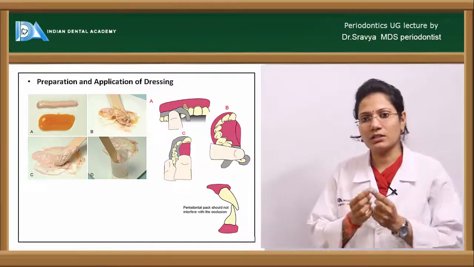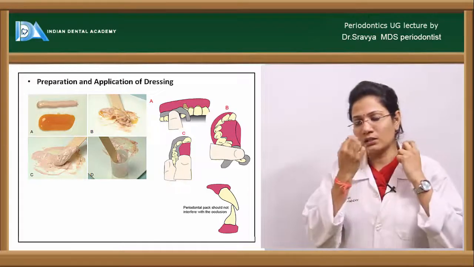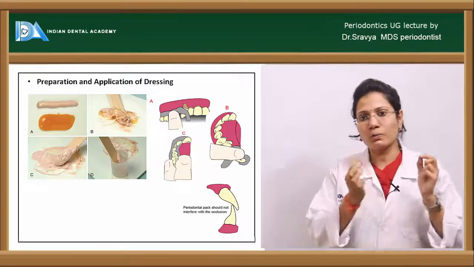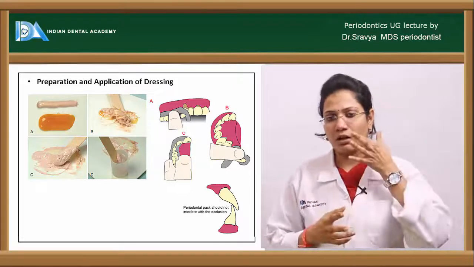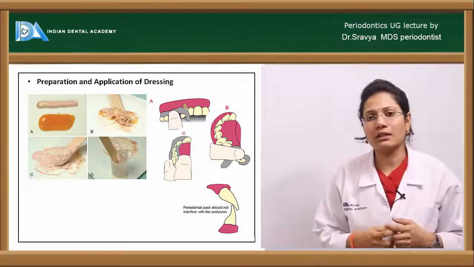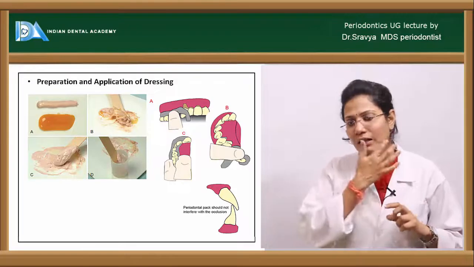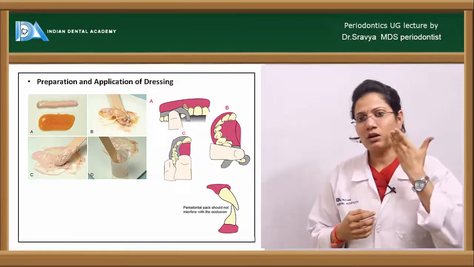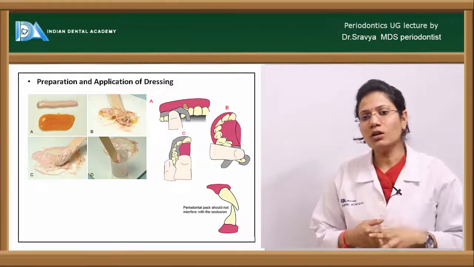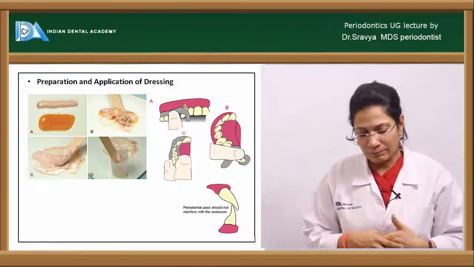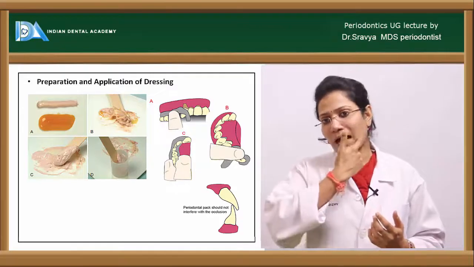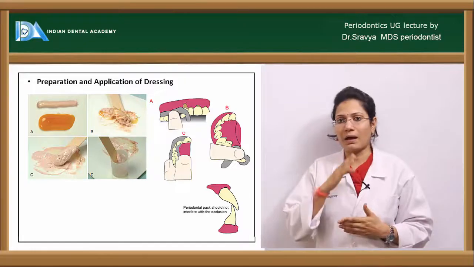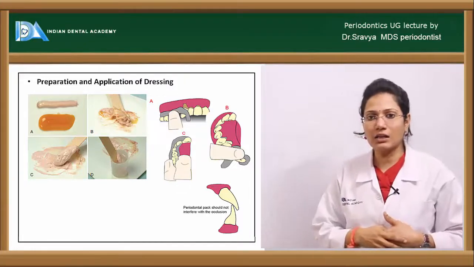Once you've got a doughy consistency, you make long ropes. Suppose you're doing a maxillary right quadrant, you make a rope the length of the entire quadrant, and then start applying the pack from the distalmost area. Slowly apply the pack, moving the cheek so that your pack gets adapted onto the tooth surfaces and the tissue surfaces. Then slowly spread the pack towards your palatal aspect and join it. For retention of the pack, you can interlock it at the interdental areas.